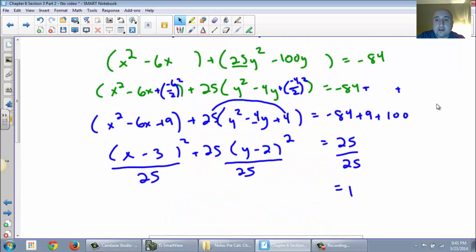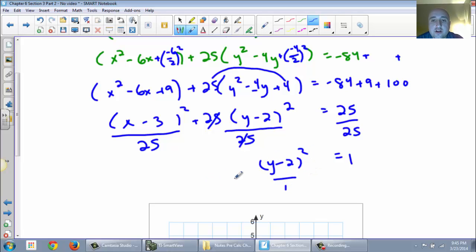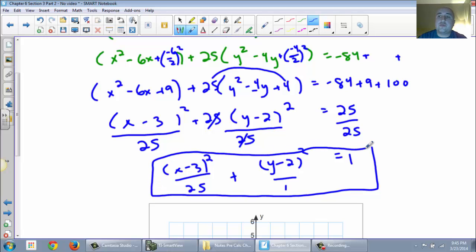Notice 25 divided by 25 is 1, so that goes away. So I'm left with y minus 2 squared over 1, put a 1 there, plus, and then I don't have anything to cancel out with the 25 here, so I have x minus 3 squared over 25. And there it is. There is my ellipse formula.